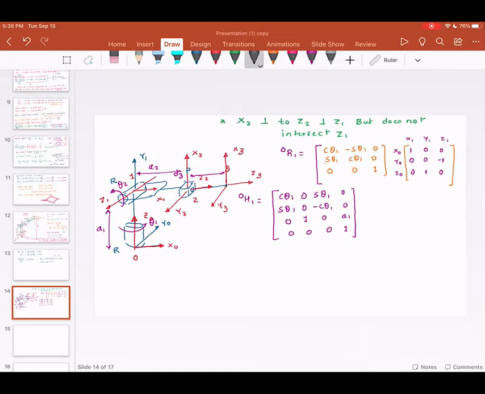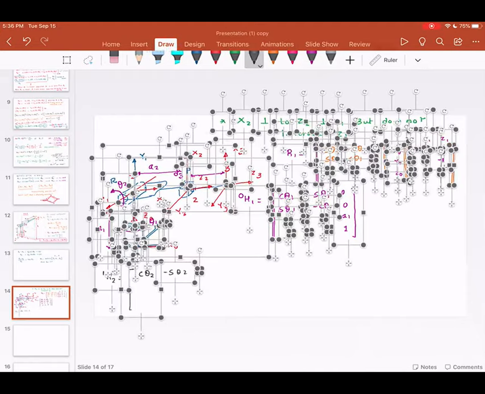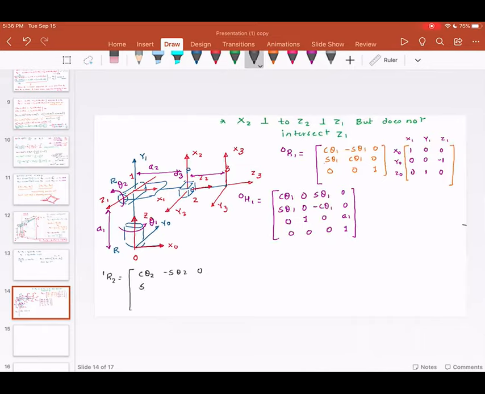Now what I need to do is derive the second rotation matrix, 1R2. 1R2 is again cosine theta 2, minus sine theta 2, 0; sine theta 2, cosine theta 2, 0; 0, 0, 1. Now we have x1, y1, z1, x2, y2, z2. So look at the projection of x2. X2 is aligned with y1. Y2 is aligned with z1. And z2 is aligned with x1.